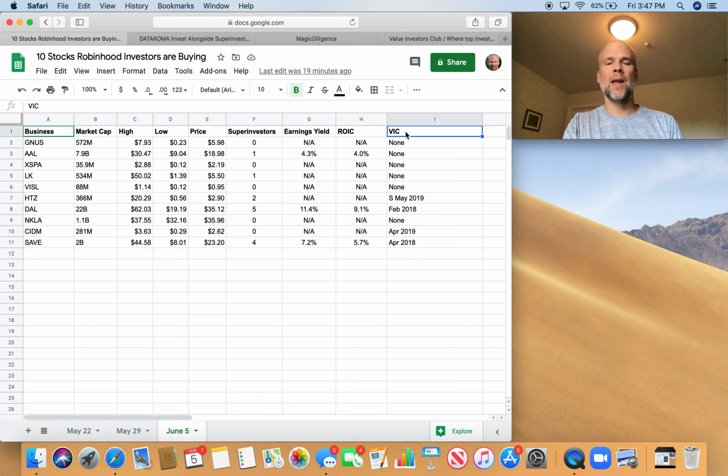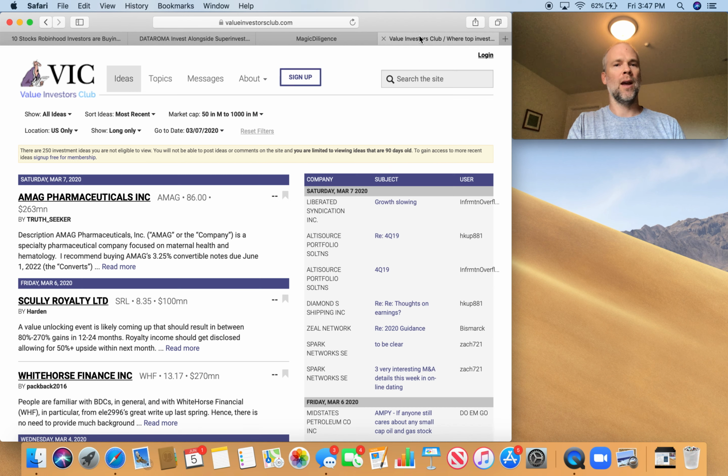And the last one here: is there a Value Investors Club write-up on the stock? So you can come over here to Value Investors Club. This is also created by Joel Greenblatt, legendary hedge fund manager. And essentially, what you have here is some of the best investors in the world submitting their investment ideas. And there's a panel that decides which investment theses should make it through for the community to see, okay? So this is an awesome place.